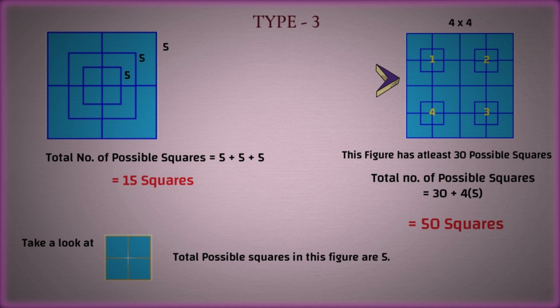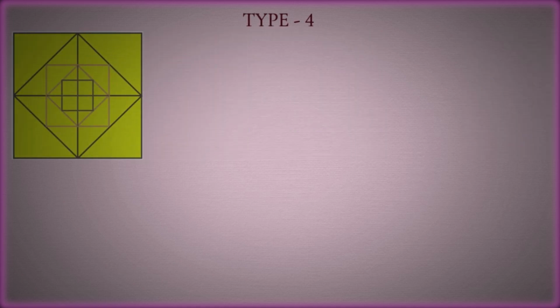So finally, let's move on to the final type of question of today's video. Find the total number of possible squares in this figure. Do you want to give it a try? If yes, pause the video right now and give it a try by yourself. Those who have already tried, let's try to understand this type of question.